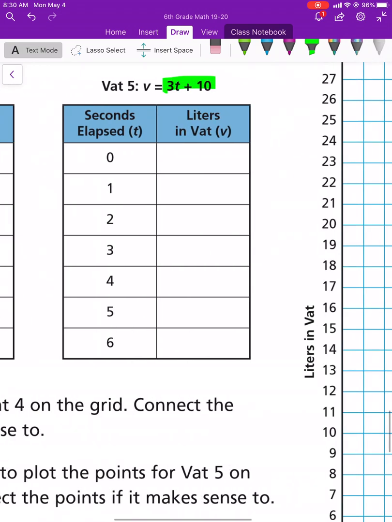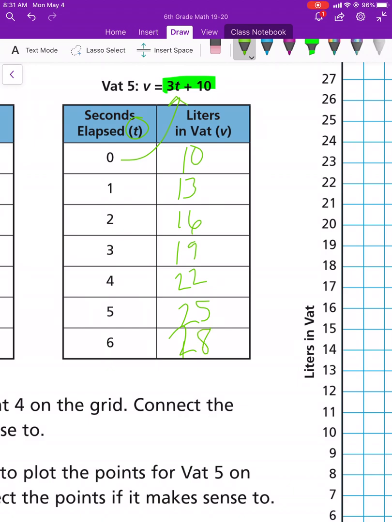All right, let's go over here and do the exact same thing. We're plugging these numbers into t. Okay? So 0 times 3 is 0, plus 10 is 10. 1 times 3 is 3, plus 10 is 13. And then I have 16, 19, 22. Let's check it again. 5 times 3 is 15, plus 10 is 25. 6 is 18, plus 10 is 28.